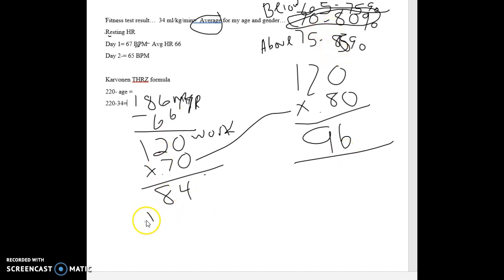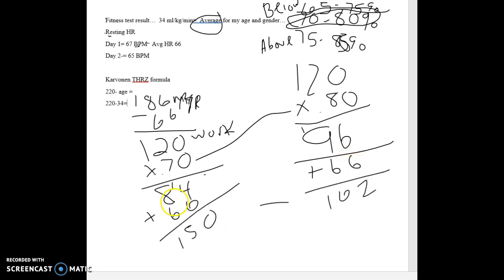And in order to get what I would consider my high and low range of heart rate, I have to add back in that resting heart rate. So for both of these, I have to add back in 66. And so 84 plus 66 is 150, 96 plus 66 is 162. And so here we go, that's my range. So this is the number of heartbeats I want per minute while I'm exercising.